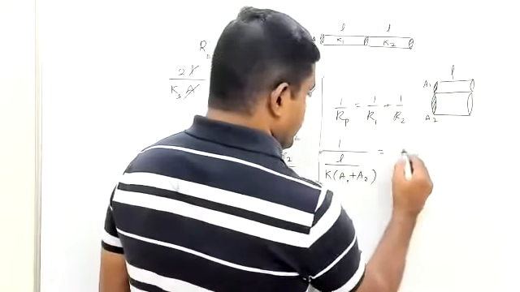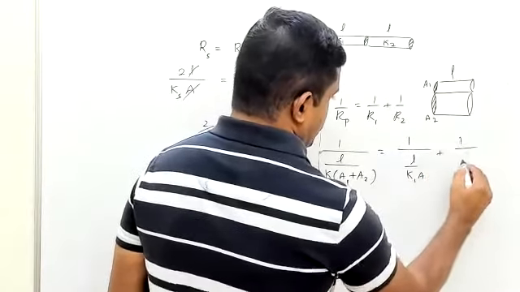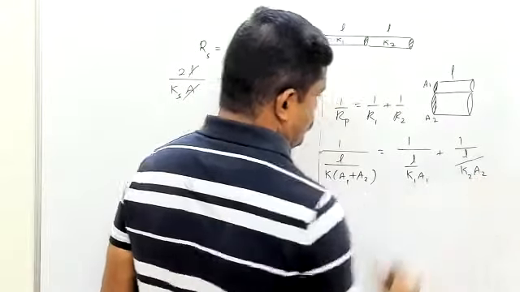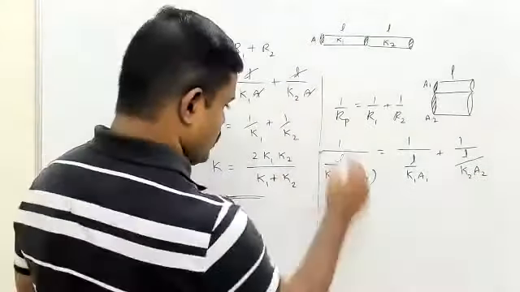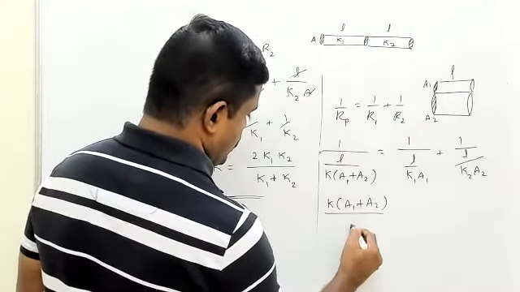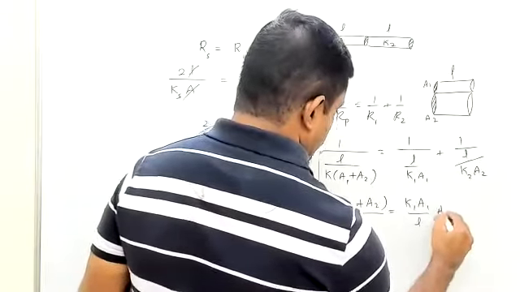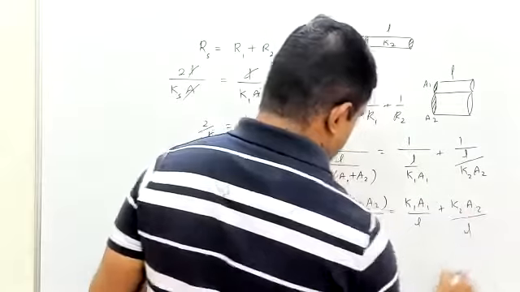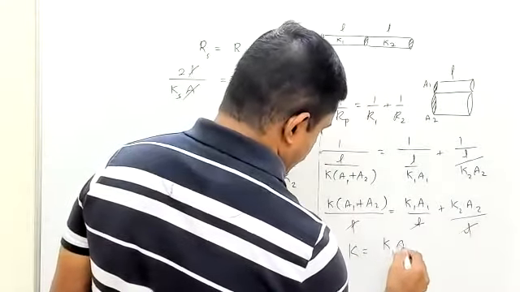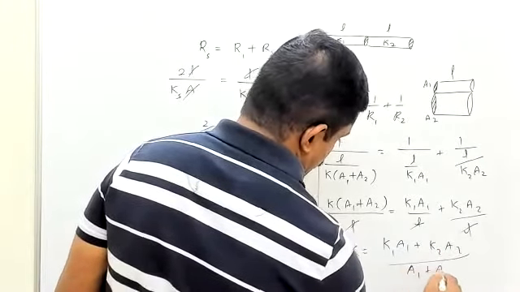On the right side, it is the first one, 1 by L by K1A1 plus 1 by L by K2A2. So I take the reciprocal. K into A1 plus A2 divided by L is equal to K1A1 by L plus K2A2 by L. I cut all the L's here and I get K as K1A1 plus K2A2 divided by A1 plus A2.